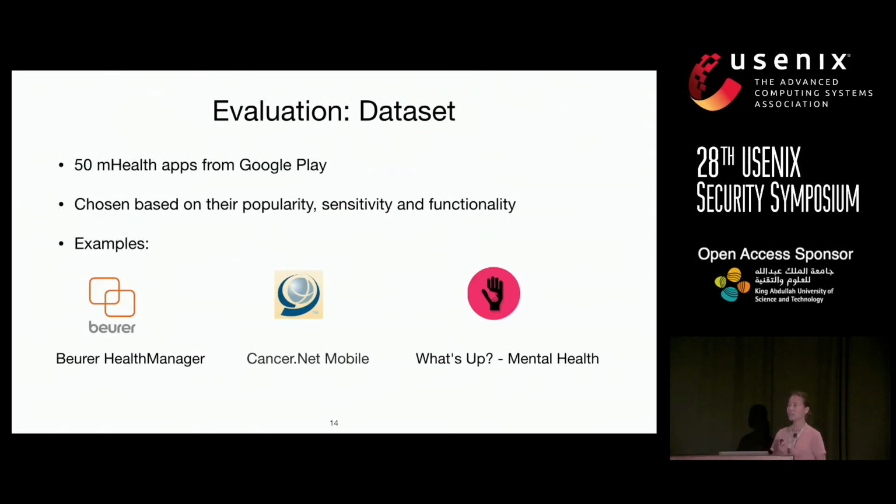So in order to evaluate our solution, we collected 50 apps from the medical category on Google Play. We chose these apps based on their popularity, their sensitivity, and the functionality of the apps. For example, the Boiler Health Manager is an app that connects to an external device via Bluetooth to keep track of the blood pressure of the users. And Cancer.net is an app that allows cancer patients to keep track of their cancer treatment.